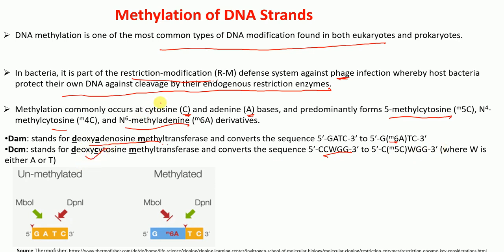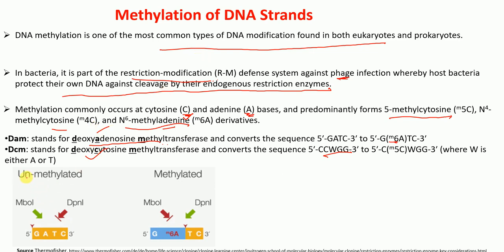So this is all the theory. Basically, methylation is the addition of a methyl group, and this methyl group is added at the cytosine or the adenine base. Normally the derivatives are 5-methyl cytosine, 4-methyl cytosine, and 6-methyl adenine derivatives. How it then affects the restriction enzyme activity, I'm going to discuss here.